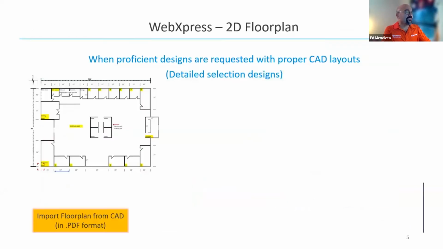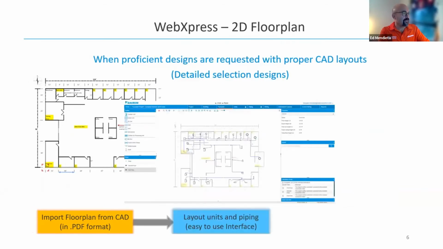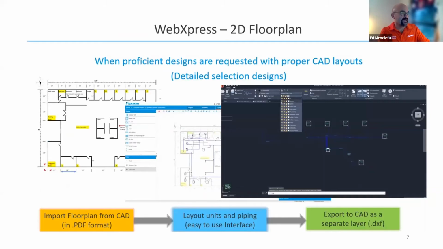Here's an example of a CAD building floor layout that you would import into the 2D floor plan. And then you lay in the units and the piping as shown here. And then you export to a CAD file as a separate layered CAD drawing. And you can also export as a PDF.